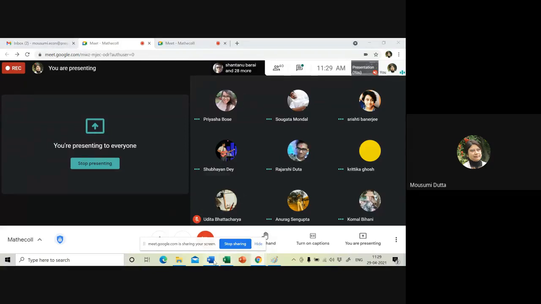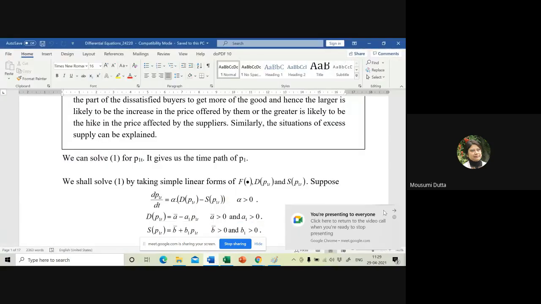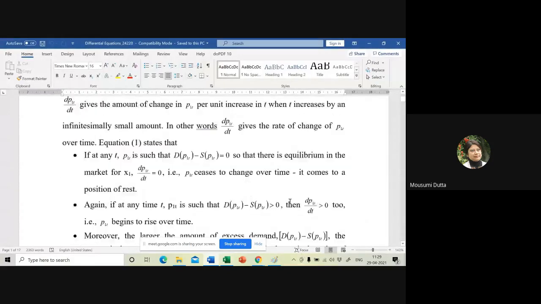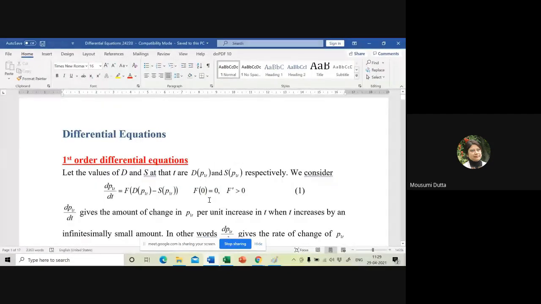Okay, so I'm moving to the differential equation context, which I started to discuss last day. So I mentioned the standard principle. If there is an excess demand, price will go up. Accordingly, I presented equation number 1. Change in price with respect to change in time is a function of excess demand, where f prime is greater than 0, which indicates as there is a positive excess demand, price will go up.